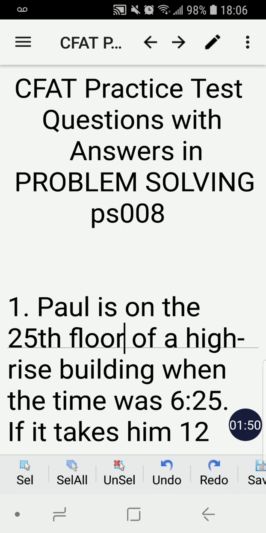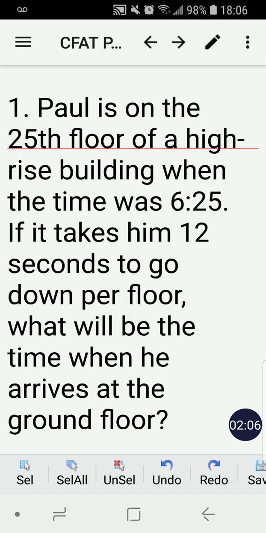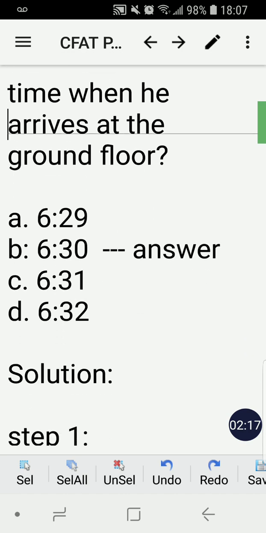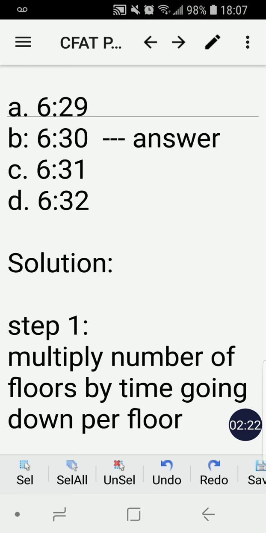Okay, number 1. Paul is on the 25th floor of a high-rise building when the time was 6:25. If it takes him 12 seconds to go down per floor, what will be the time when he arrives at the ground floor? A very exciting question. Here are the choices, and the correct answer is letter B. And the solution I will show you.